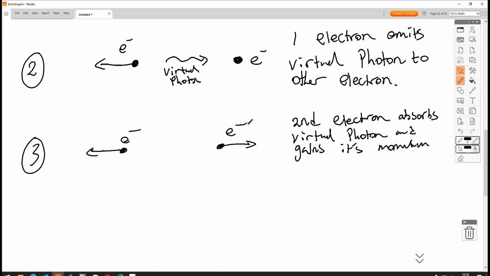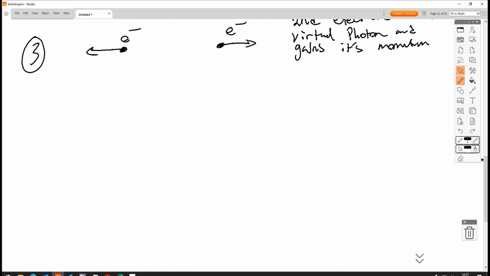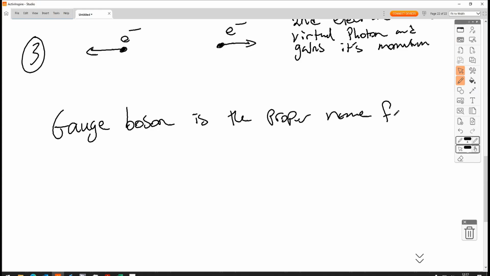So these exchange particles that we're about to talk about, I've only talked about one so far, which is called the virtual photon. And we'll talk about more in a minute about the others. But we call these gauge bosons. So gauge boson is the proper name for exchange particles.